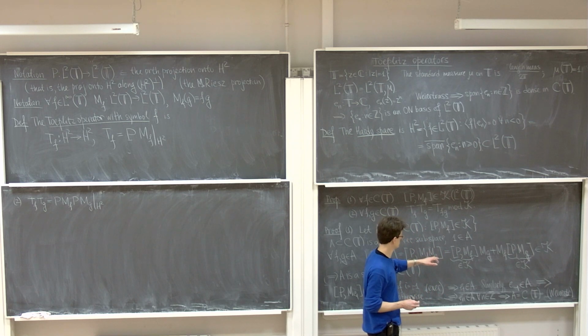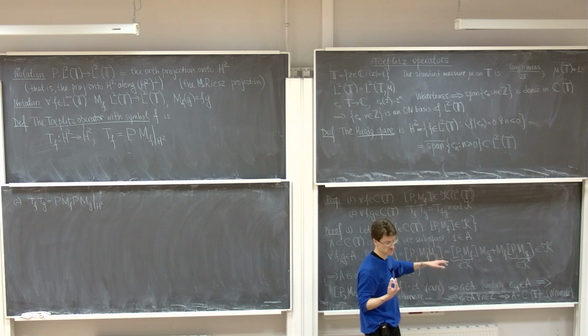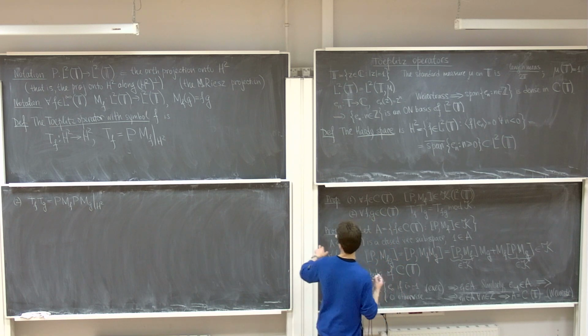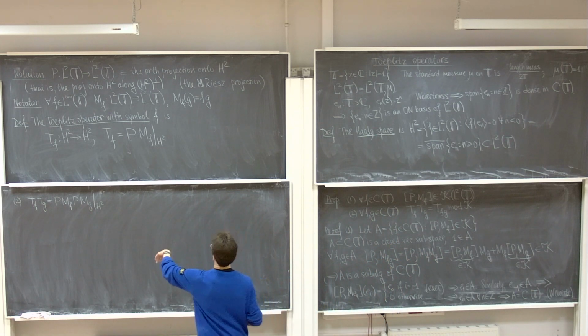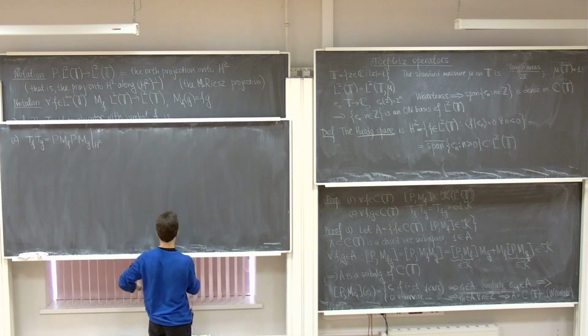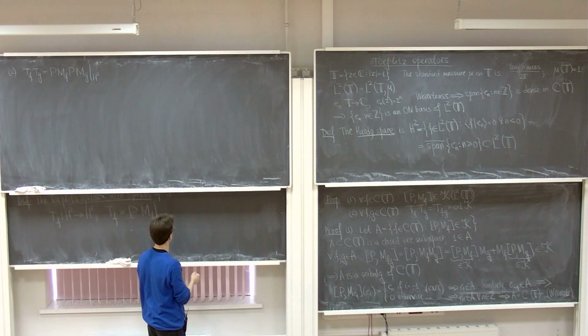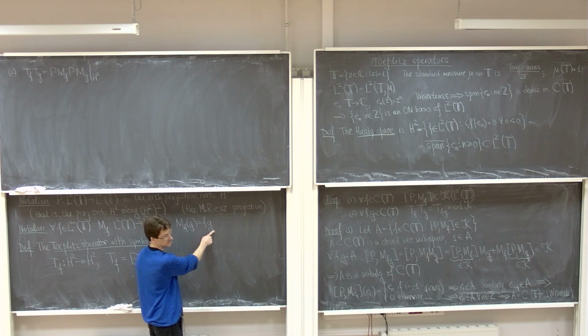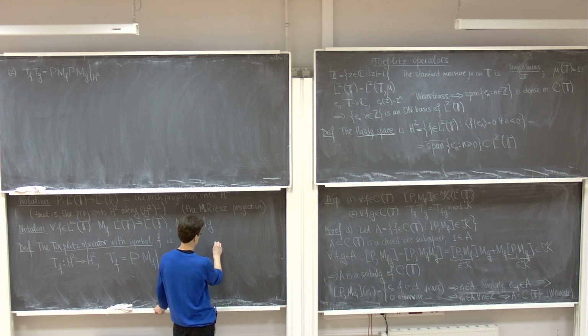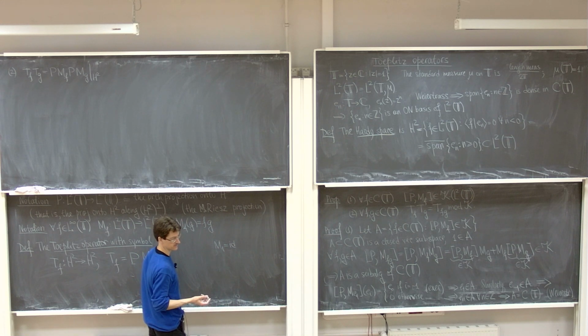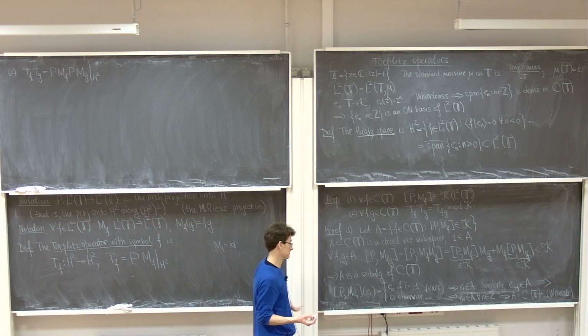What is the commutator of P and doing nothing? It is not doing nothing. Multiplication by 1 is the identity operator. It takes g to itself, and it commutes with everything. So the commutator is 0. The 0 operator is compact.